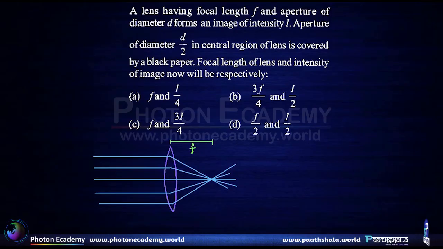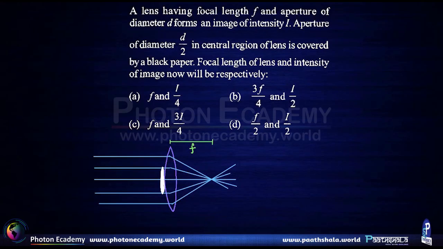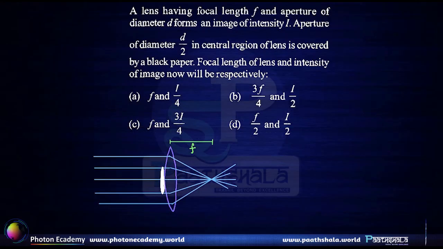from the lens. Now we are saying that aperture of diameter d by 2 in the central region of the lens is covered. So we are just covering this much portion of the lens. So that much light would not be able to form an image. We can clearly see that the rest of the light that is coming through would still meet at that point, and therefore the focal length would remain the same. So from the options, option B and D are out.